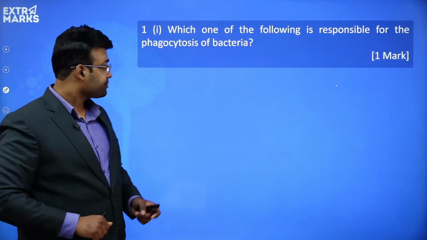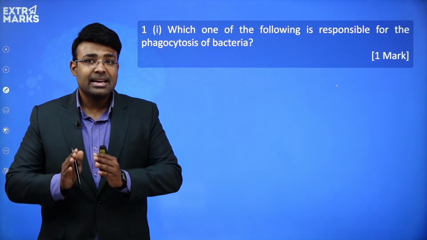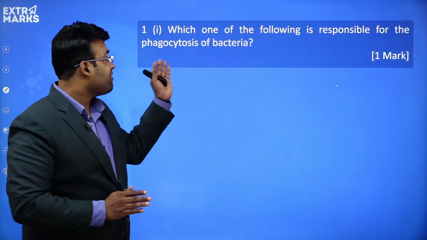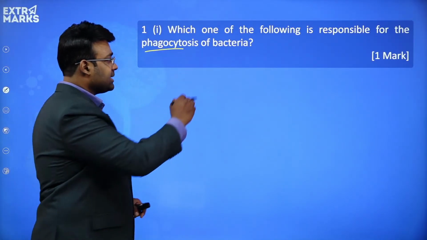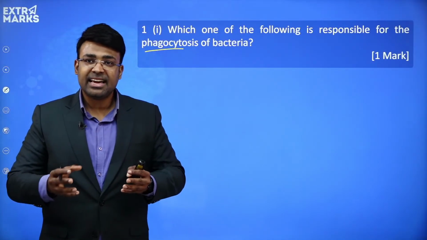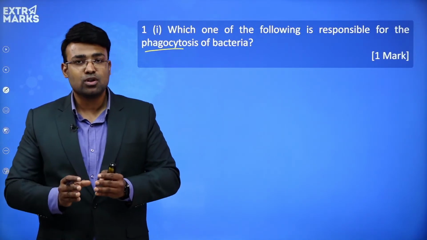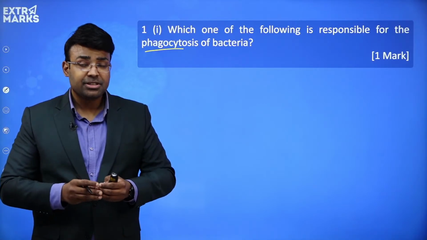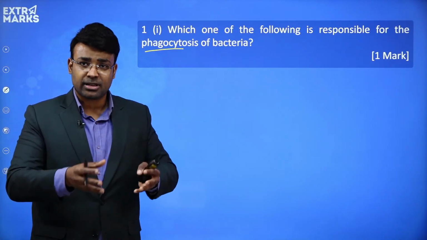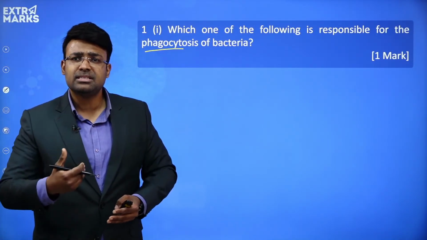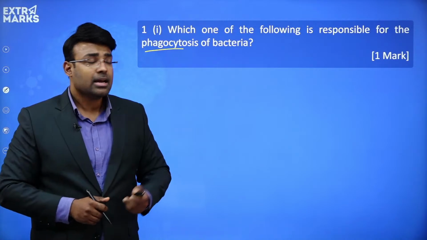Start, everyone. The first question says: which one of the following is responsible for the phagocytosis of bacteria? Now phagocytosis is basically a term which involves the engulfing of a foreign element. Clear? It is done by single-celled organisms, like the amoeba does it. The human cells like the WBCs are also responsible for doing phagocytosis. Clear?